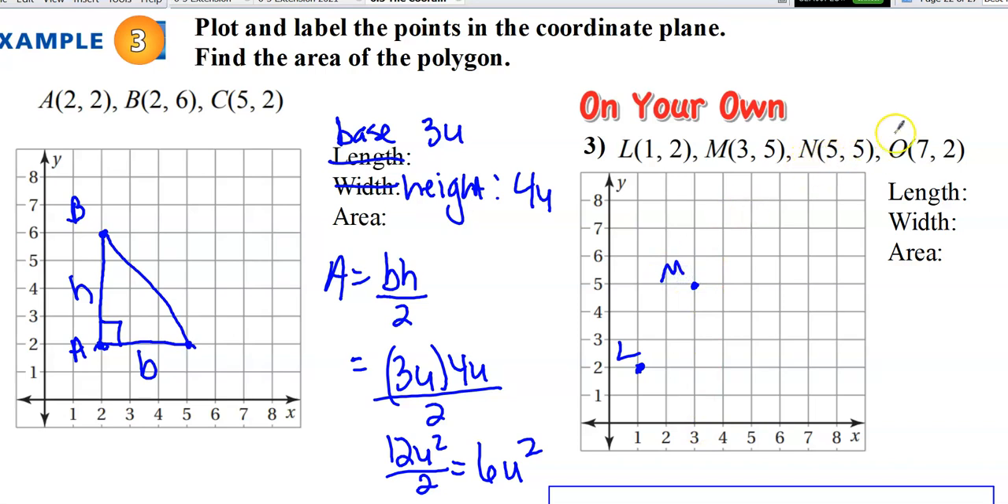N is 5, 5, so I go over 5 and up 5. And O is 7, 2, so over 7 up 2, and there's an O. Okay, check it out. Not a rectangle for sure. This is a trapezoid. And so remember, for a trapezoid, you need the 2 bases and the height.